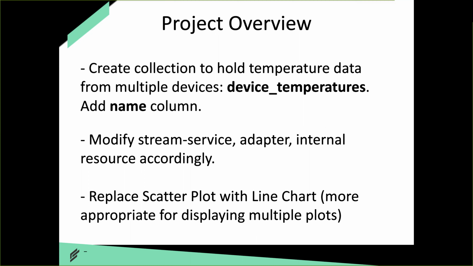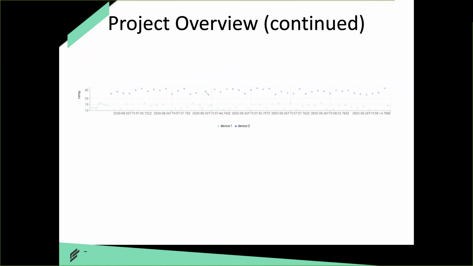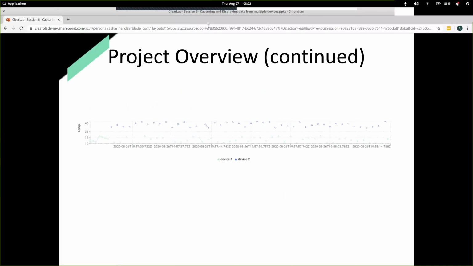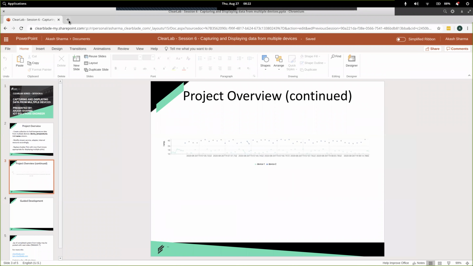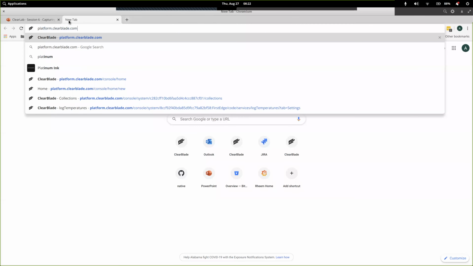And then finally, what we are going to need to change is the widget that displays the data. The scatter plot widget that we've been using so far, it really is built for displaying a single plot, and we need multiple plots, one per device. So we're going to use a line chart, and you will see how that works as we get to it. So that's the end goal, to have a line chart display the time and temperature data that comes from more than one device. So with that said, let's get started. And I'd like everyone to log into platform.clearblade.com.